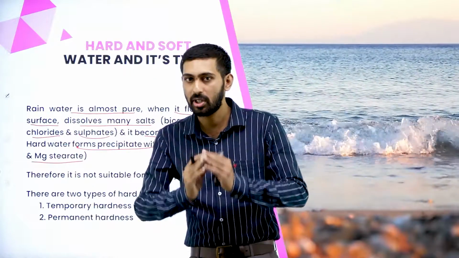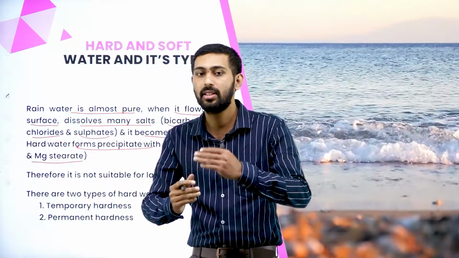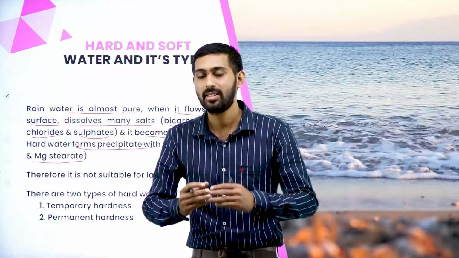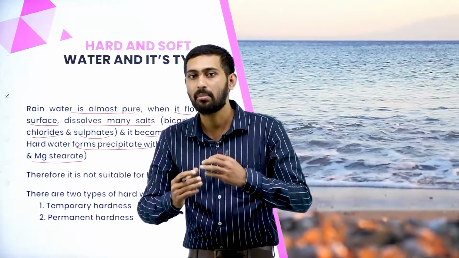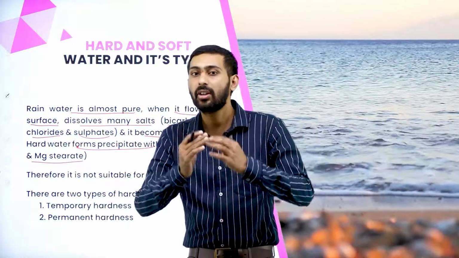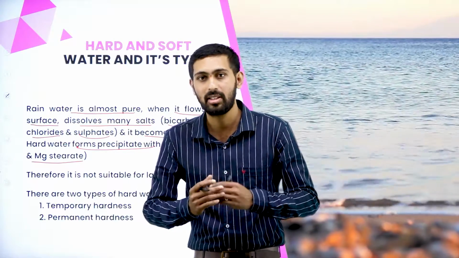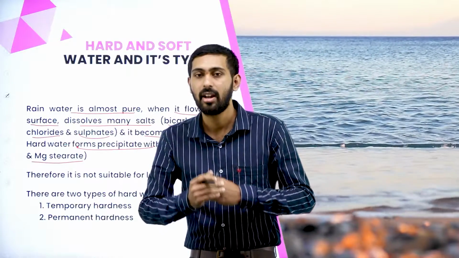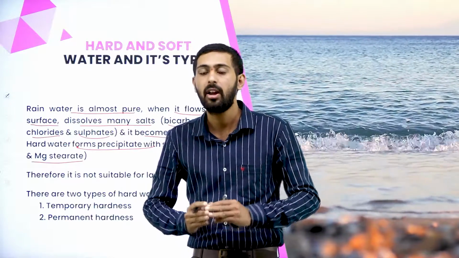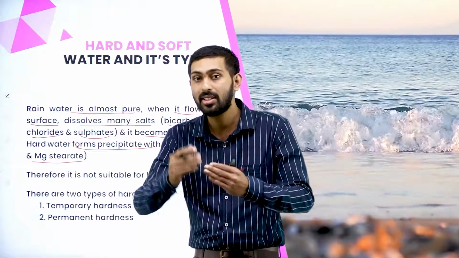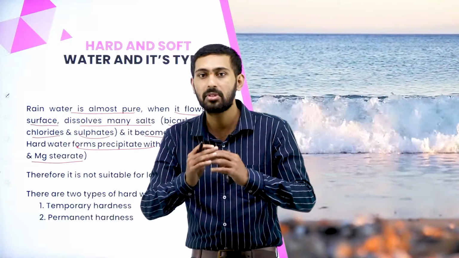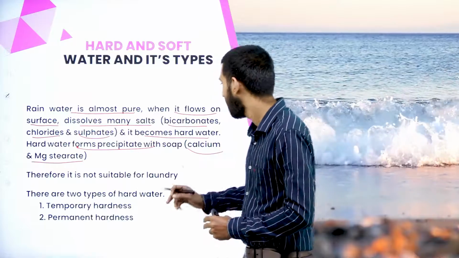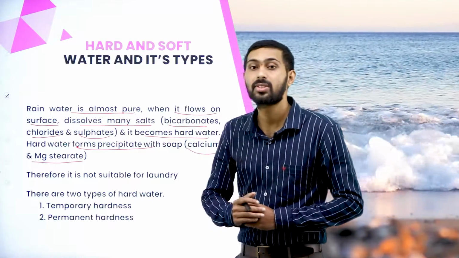Usually water is in its purest form, but when it flows in the earth, what will happen? Earth contains different types of inorganic salts, like calcium, magnesium, iron and all. So when it reacts with such inorganic salts, it becomes hard water. But if hard water is treated with soap, what will happen? It forms a precipitate, like calcium and magnesium stearate.